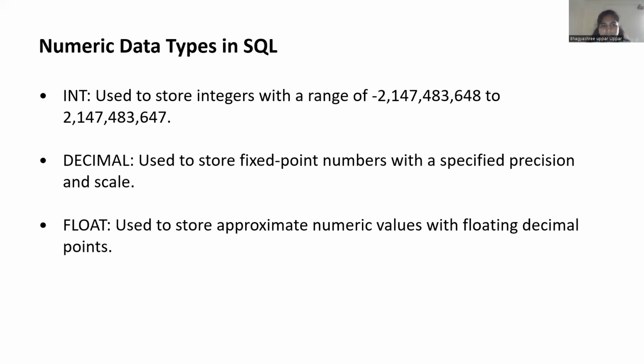Numeric data types in SQL. Integer is used to store integers with a range of -2,147,483,648 to 2,147,483,647. Decimal is used to store fixed point numbers with a specified precision and scale. Float is used to store approximate numeric values with floating decimal points.